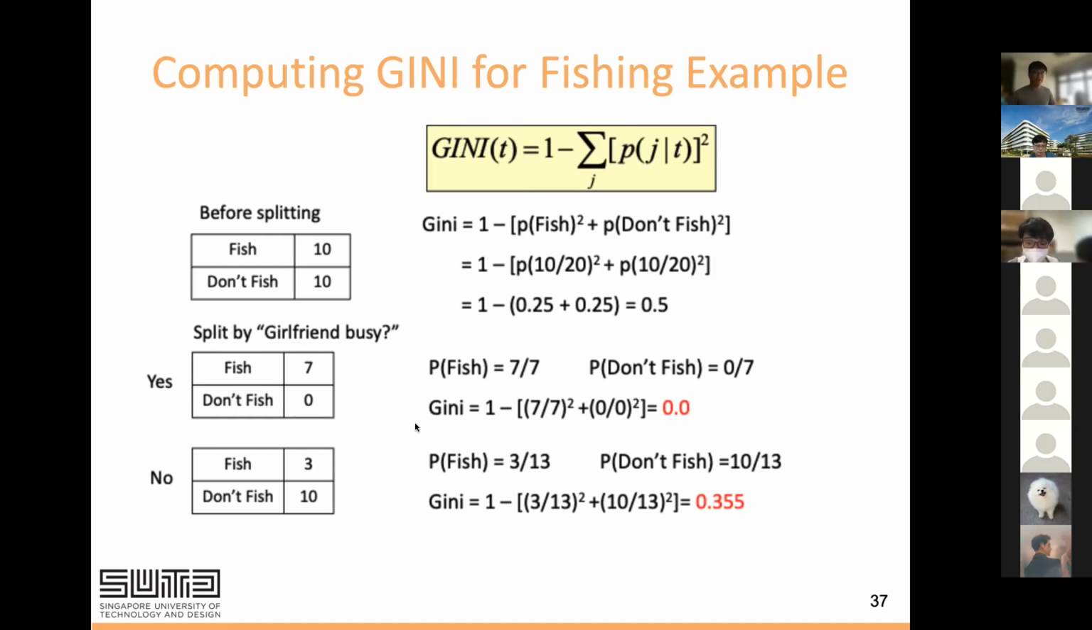Good. Then if we go by the other one, it's the same problem as the previous one. The majority of the class votes for don't fish, however 3 of the records go for fishing. So in this case, the Gini index that we obtain for this specific leaf node is 0.355. Okay, staying on this slide for a moment, first, any questions?